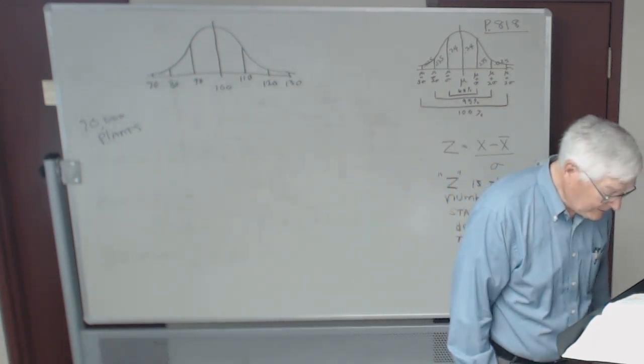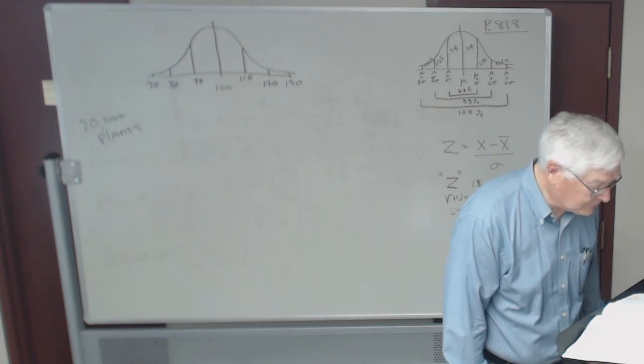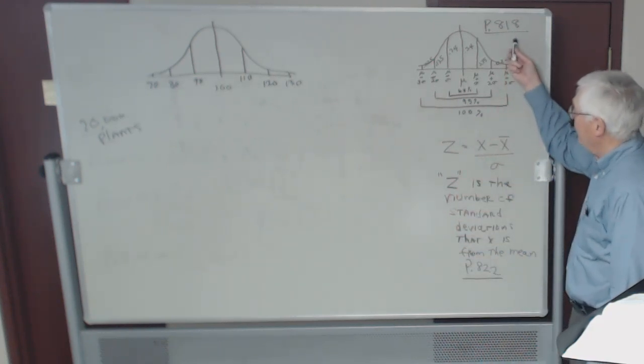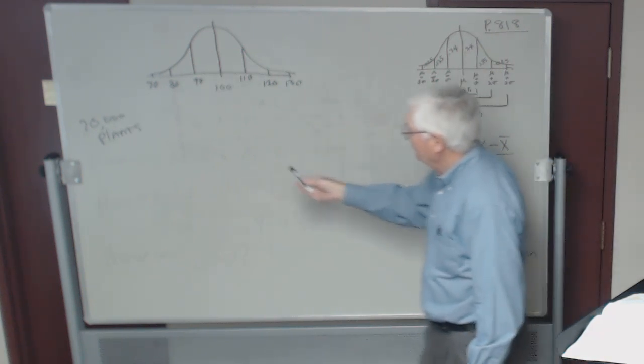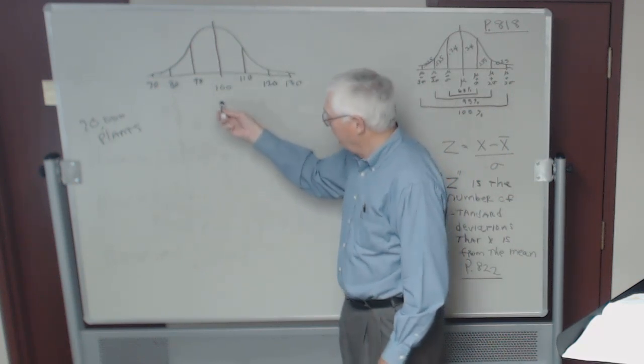Now let's read what the questions are. What's the mean height of Farmer Brown's corn? Okay, see this information from page 818? The mean is right in the middle. So what's the mean height of his corn? 100.